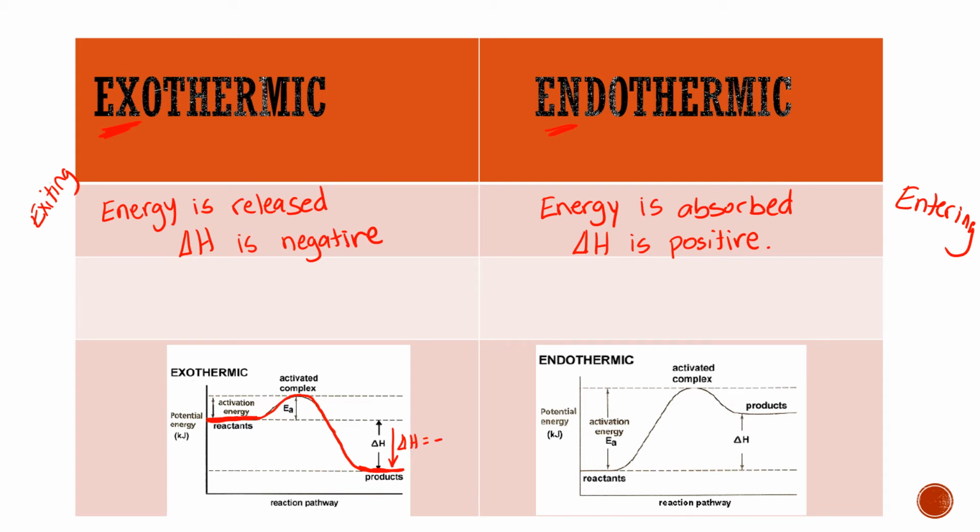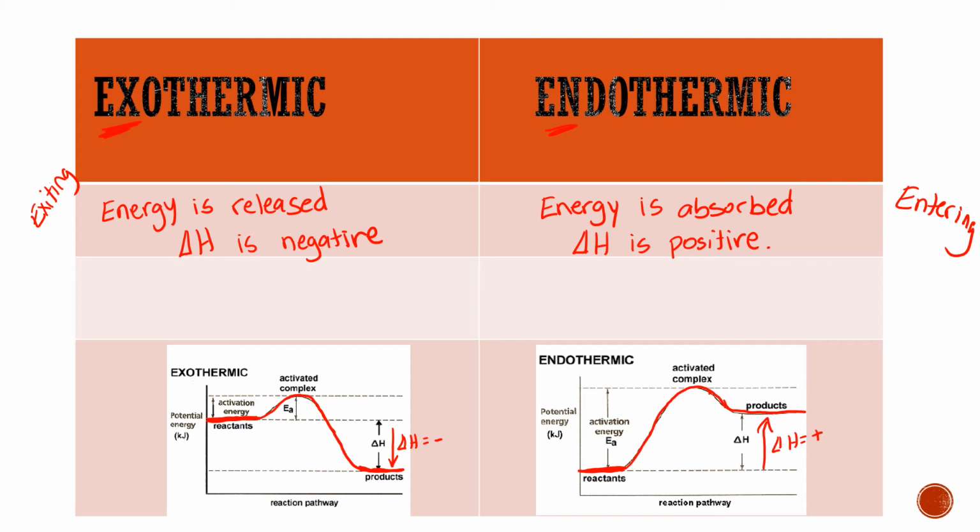With an endothermic reaction, my reactants have kind of low potential energy. Here's where my reaction is taking place. We get this big conglomerate, a big mashed together molecule, and then the products have higher energy than the reactants. That delta H is positive. So there's my endothermic reaction.